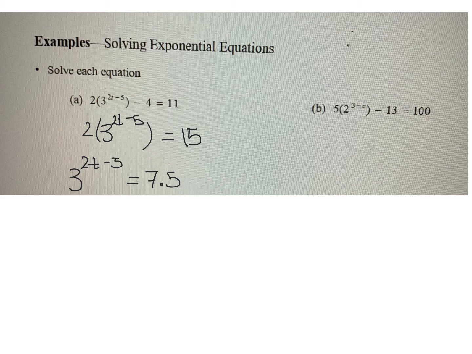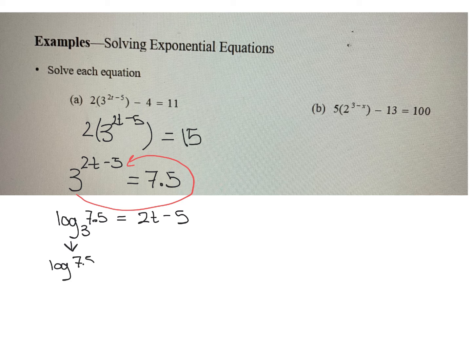Then I'm going to convert forms because this is not doing me any good right now. So I get log base 3 of 7.5 equals 2t minus 5. We have to enter this in our calculator using change of base, so log of 7.5 over log of 3 will equal 2t minus 5. And then to this we have to add 5 and divide by 2.